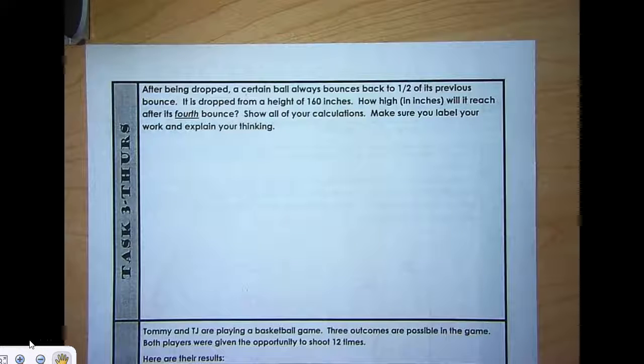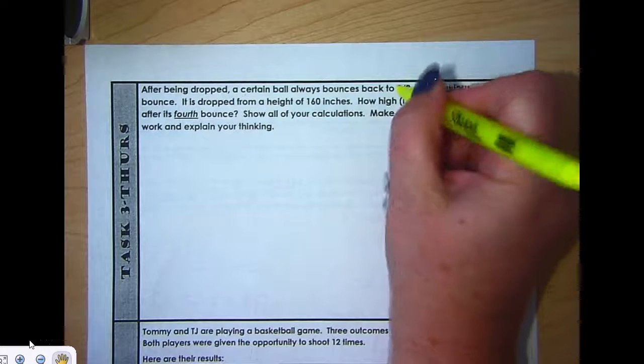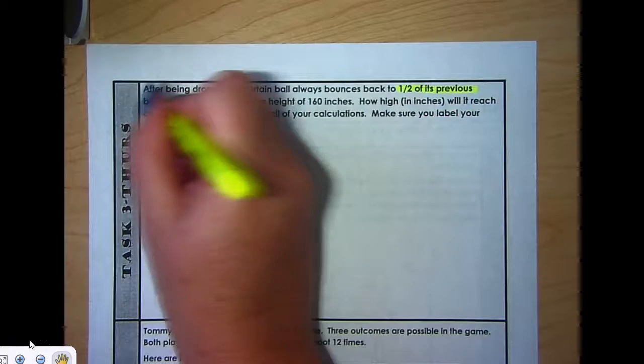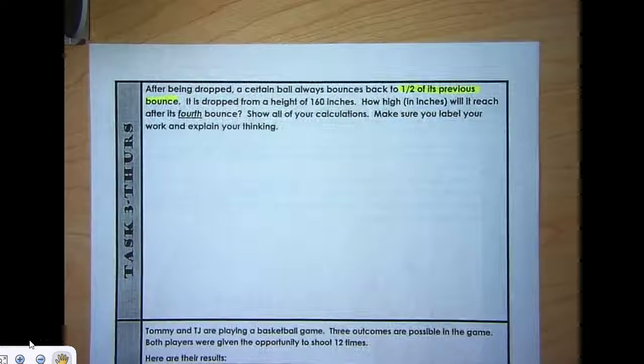Let's look at the warm-up for Thursday. After being dropped, a certain ball always bounces back to 1/2 of its previous bounce. I think that's an important thing to note there. 1/2 of the previous bounce. Previous bounce means the bounce before.